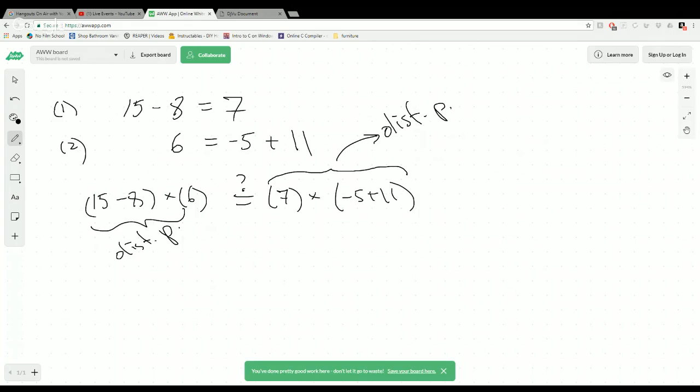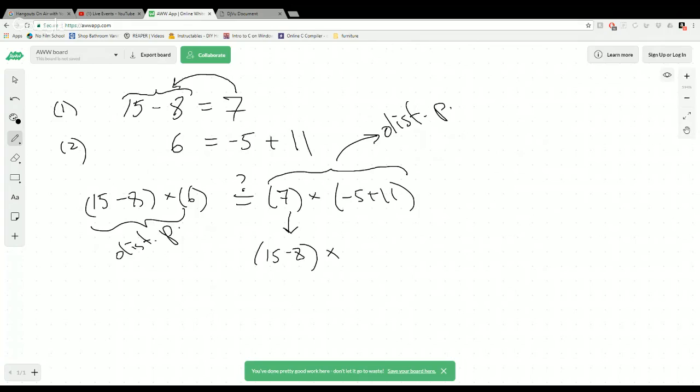Because you say, okay, I know 1 is an equality. It's an equation. So what that tells me is that 7 is exactly the same thing as whatever I have here to the left of the equal sign. So this 7 I can replace with this expression here, 15 minus 8. Then I have a multiplication. And now the same here.